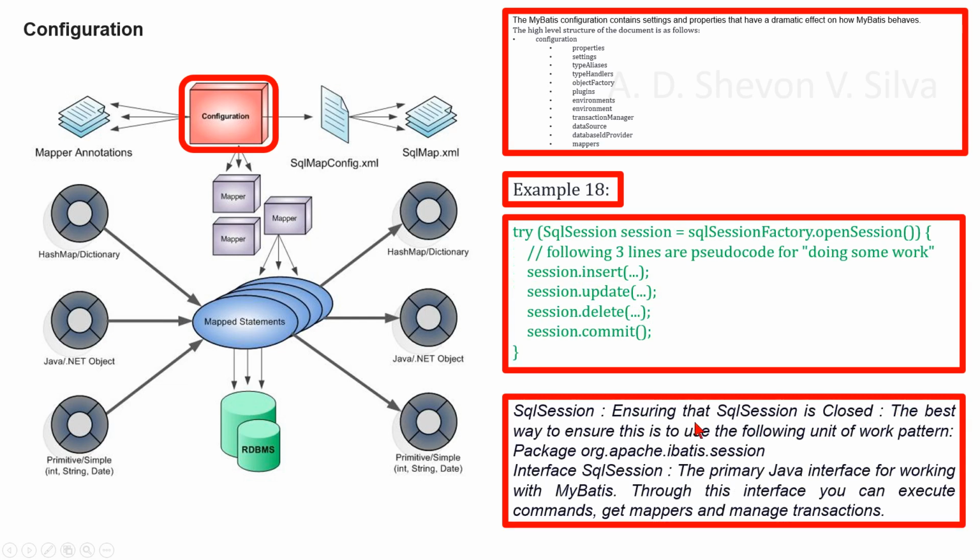Now we are considering ensuring that a SqlSession is closed. The best way to ensure this is to use the following unit of work pattern. SqlSession, interface SqlSession. This is in the package org.apache.ibatis.session, the primary Java interface for working with MyBatis. Through this interface, you can execute commands, get mappers, and manage transactions.